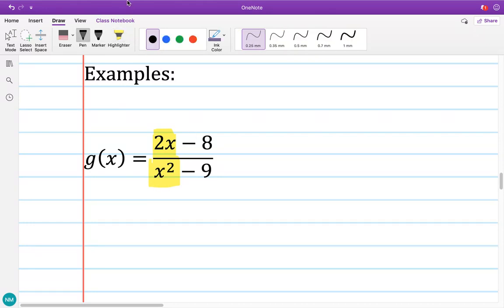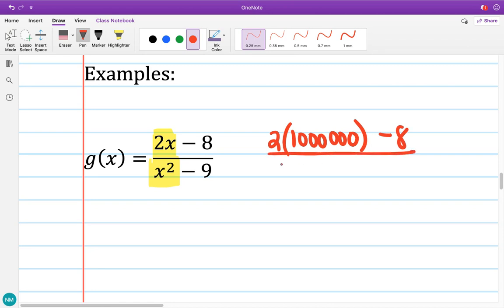Because when we are dealing with infinity, right? When I'm dealing with 2 times 1 million minus 8 over 1 million squared minus 9, these minus 8 and minus 9 are literally so insignificant, right?